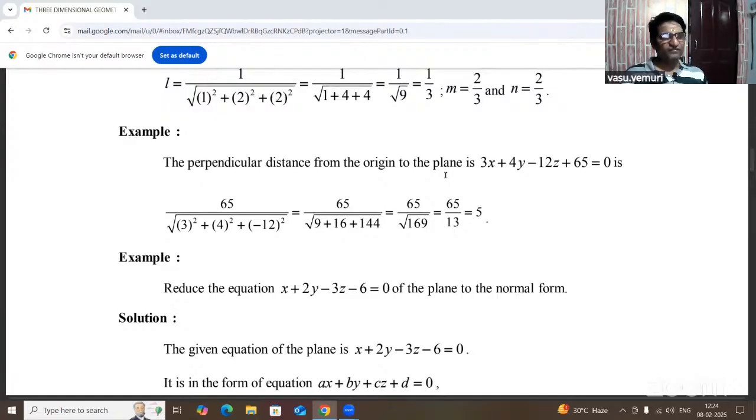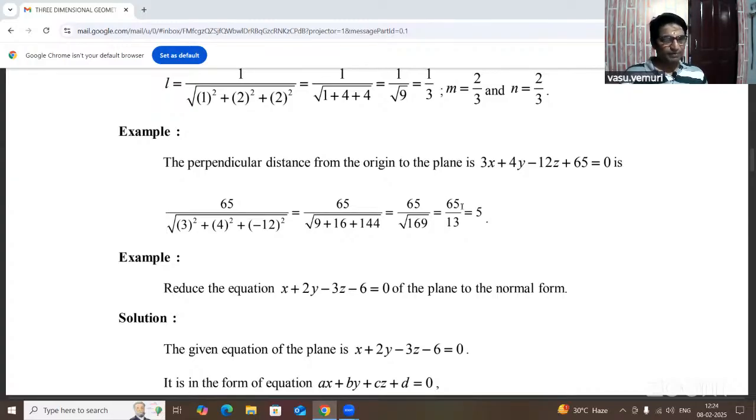The formula is d by root of sigma a square. Here a means 3, b means 4, c means minus 12. So the d value is 65. So according to the formula, the perpendicular distance from the origin to the plane is modulus d by root of sigma a square, which means 65 by root of 3 square plus 4 square plus minus 12 whole square.